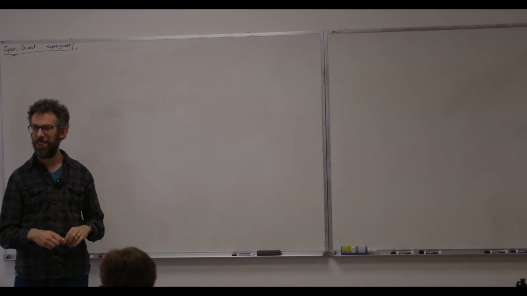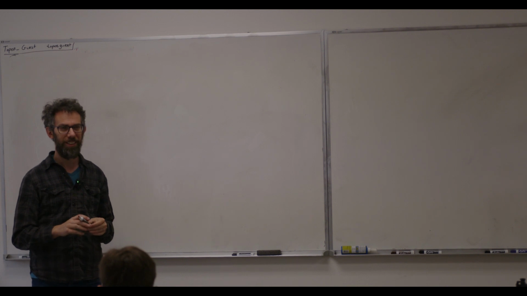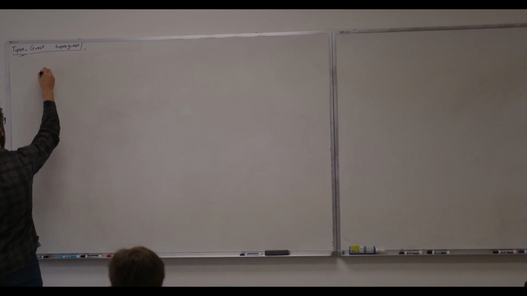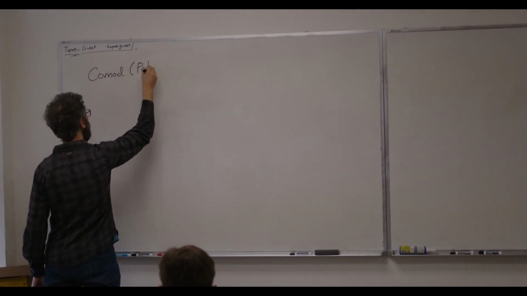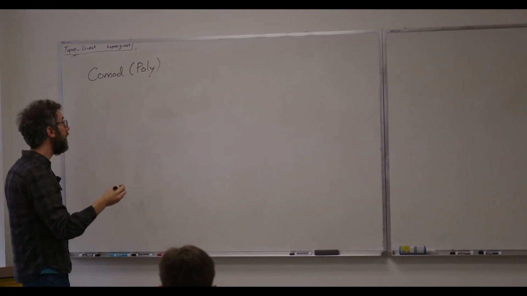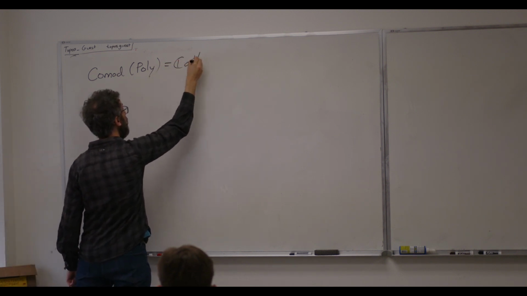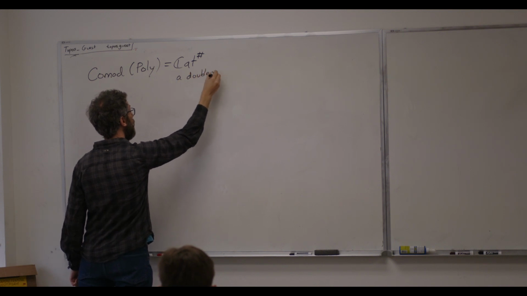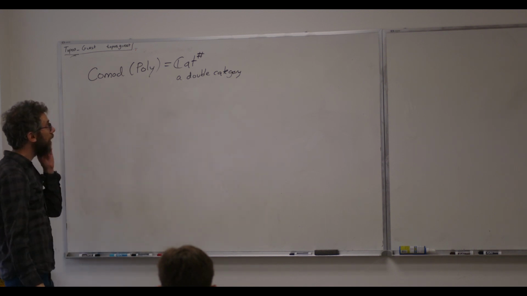Hello, everyone. We're going to talk about bicomodules today for an hour. Comonoids in poly. So if you take comod poly, you get something, and it's a thing that we started calling cat sharp. This is a double category. It's an equipment, if you know that term.